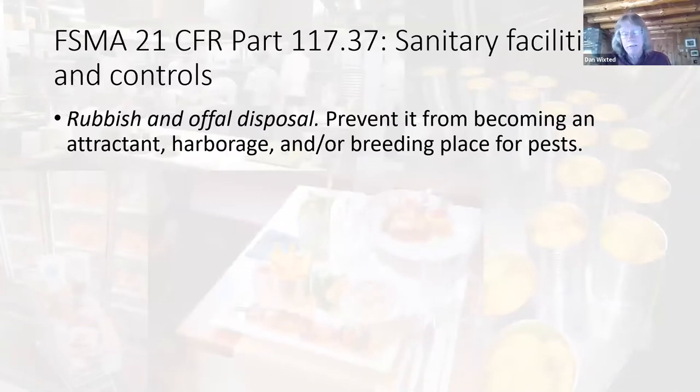Sanitation is another leg. I'll talk more about it with specific pests. Again, FSMA addresses it, requiring you to prevent rubbish and food waste from becoming an attractant, harborage, or breeding place for pests. So when you take that kind of garbage out of the facility, you're doing two things. One, you're preventing possible pest populations. And two, if you do have a pest situation in the building, there are likely a lot of them in that food waste.